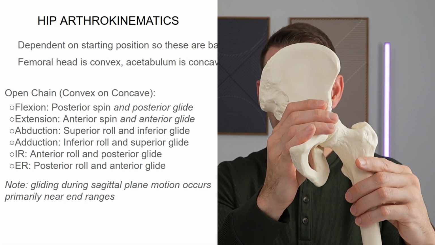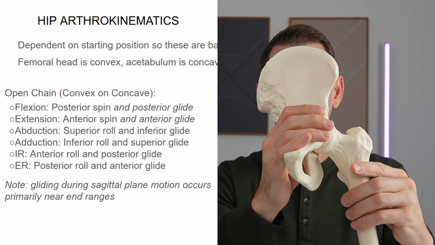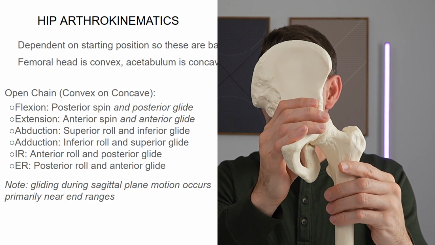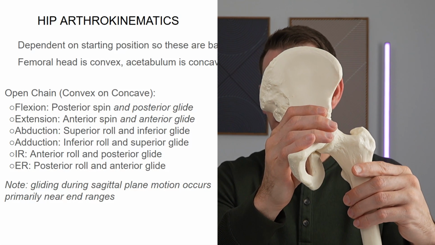So again, we're still in that frontal plane. We're going to get an inferior roll with a superior glide. So you can see that that's rolling inferior, but it's needing to slide superior to stay in congruency.